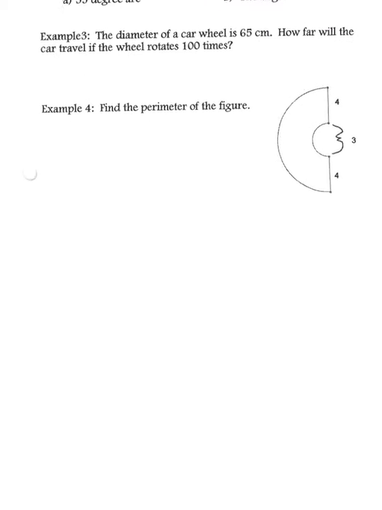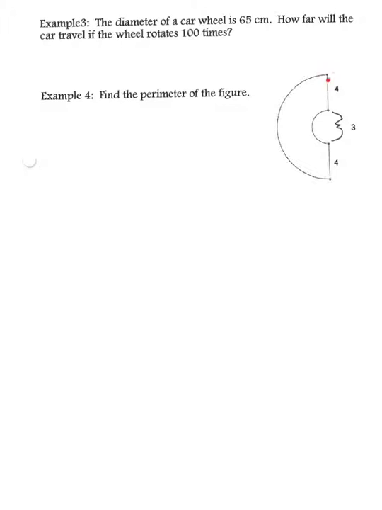Example 4 says find the perimeter of the figure. The perimeter would be 4, plus this semicircle of the circumference there, plus another 4, and then a larger semicircle of the circumference there. So what we really need to do is find this arc length as well as this arc length to figure out our perimeter. Let's begin with the larger arc. The diameter for that one would be 4 plus 3 plus 4, so the diameter would be 11.